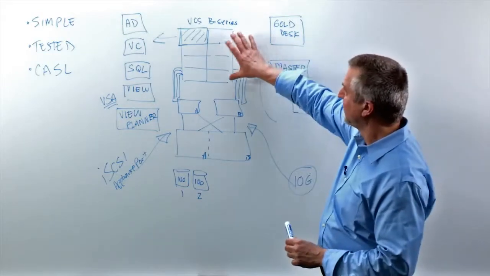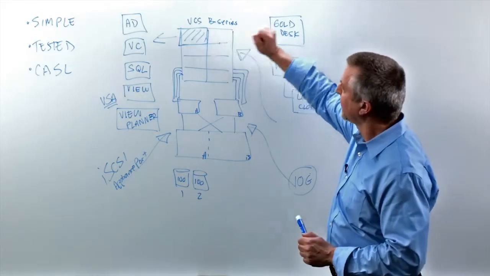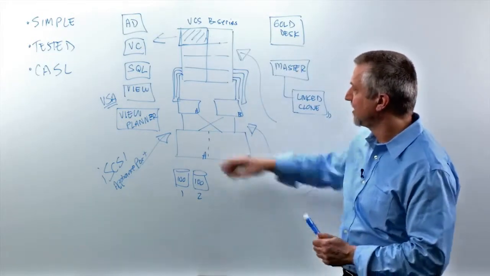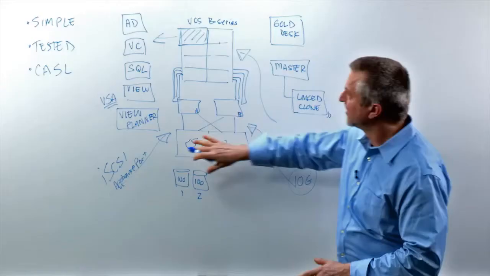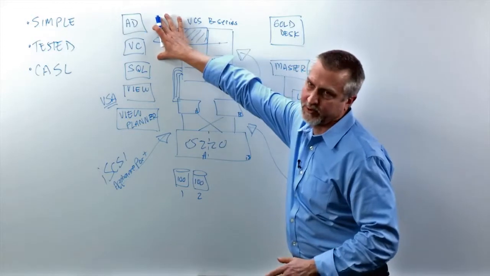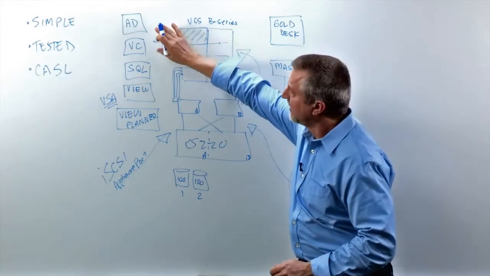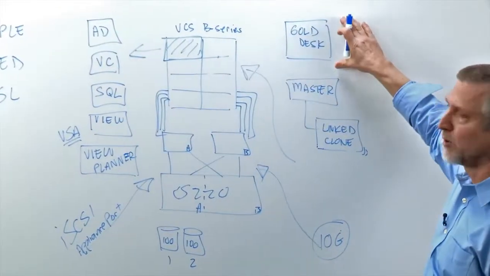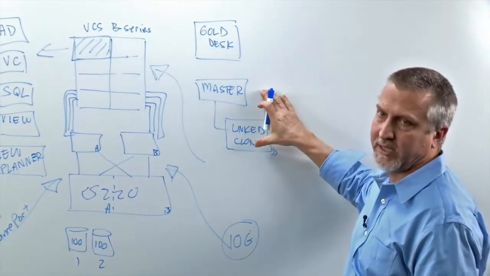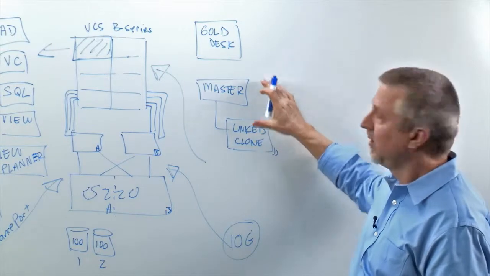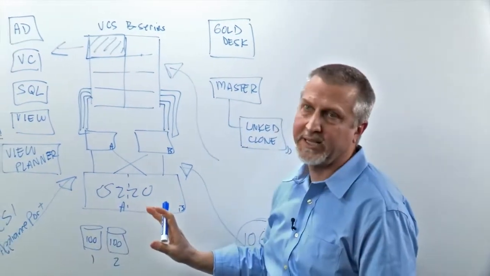What we started with was the Cisco UCS B-Series chassis and a Nimble Storage array. In this case, it was a CS220. What we did is we built out the infrastructure necessary to support the VDI environment, including Virtual Center and View, and a golden desktop for our Windows 7 deployment. From that, we then used linked clones to deploy across the blade chassis.